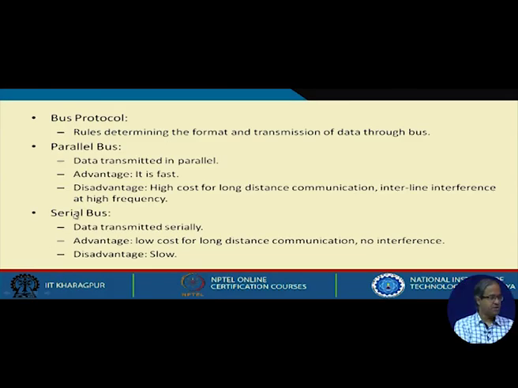So, because the number of lines is very few, the advantage is that the cost of the cable will be very low. So, for long distance communication it will be very suitable, and because there are very few lines, interference will be very less. But the disadvantage is that because you are sending the data serially bit by bit, it will be relatively slow as compared to the parallel bus.